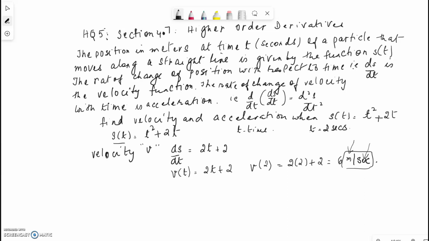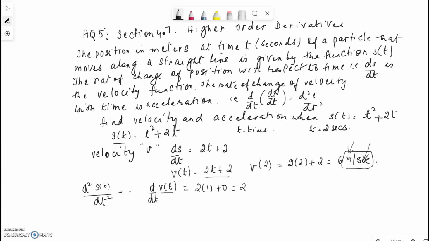Next, acceleration is the rate of change of velocity with time. So we differentiate the velocity function, which is the same as differentiating the position function twice. When we differentiate the right hand side, we get 2 times 1 plus 0. Now d by dt of v of t is the same as the second derivative of the function s of t. The first derivative of the position function is velocity, and the second derivative is acceleration, and the acceleration is 2.